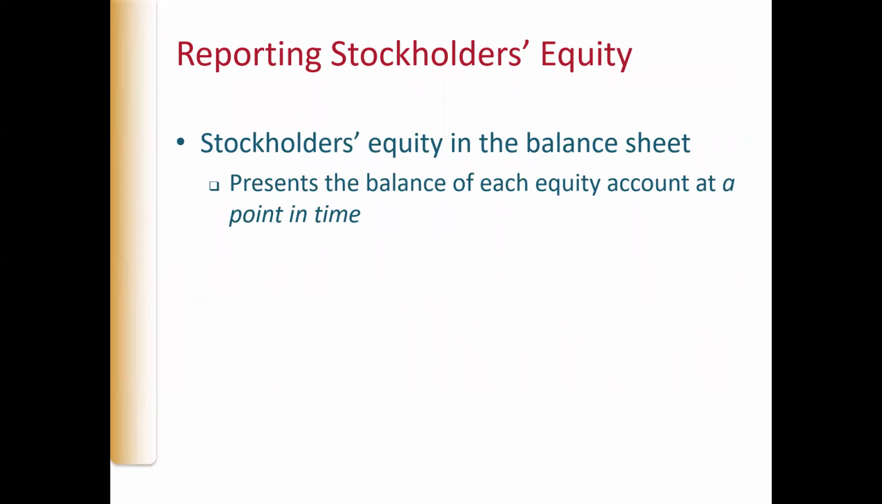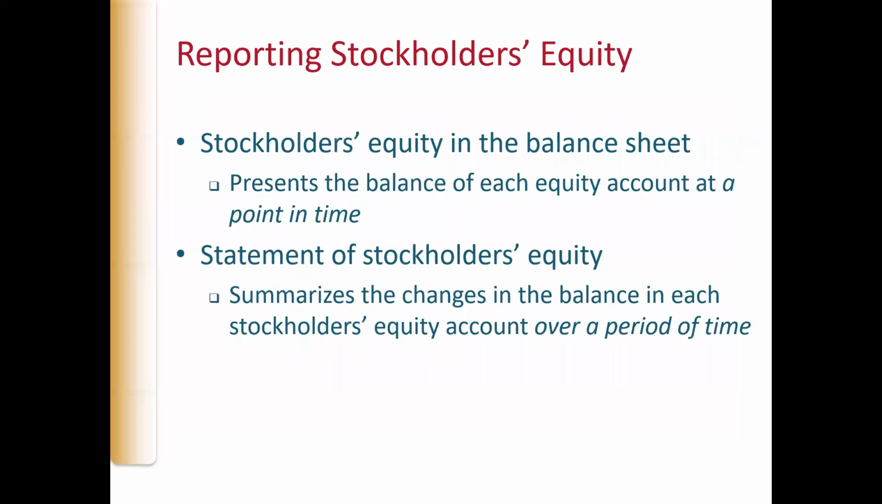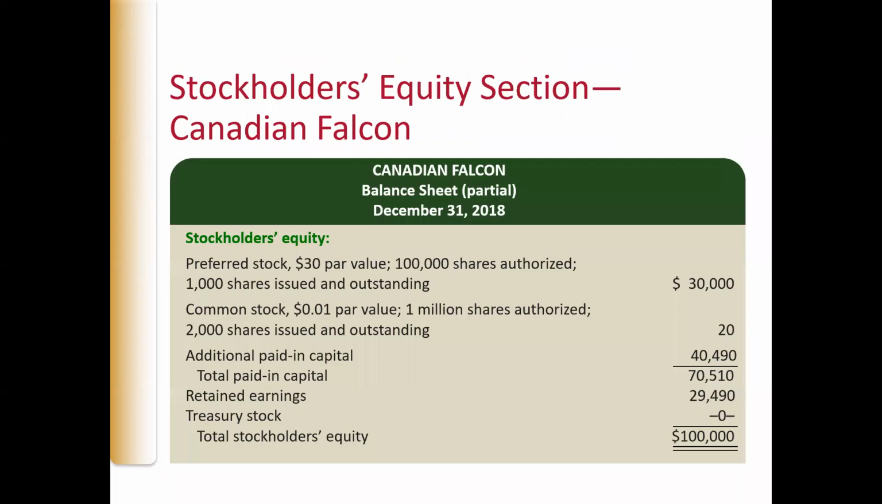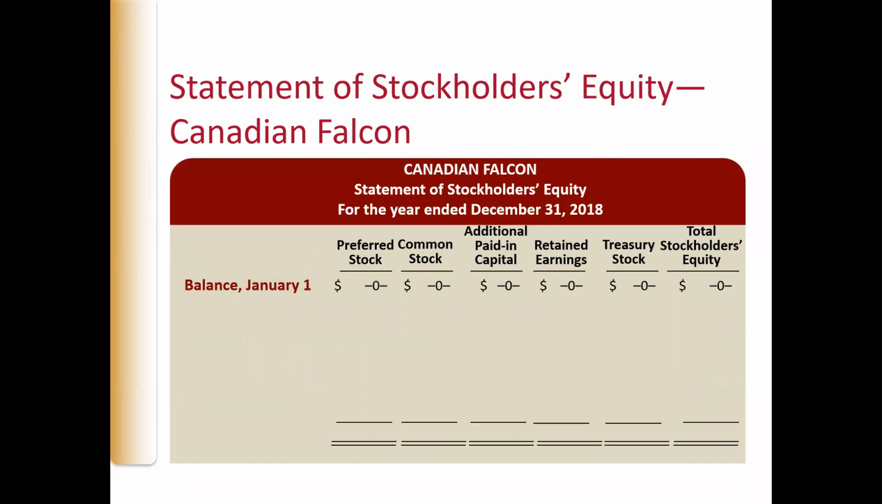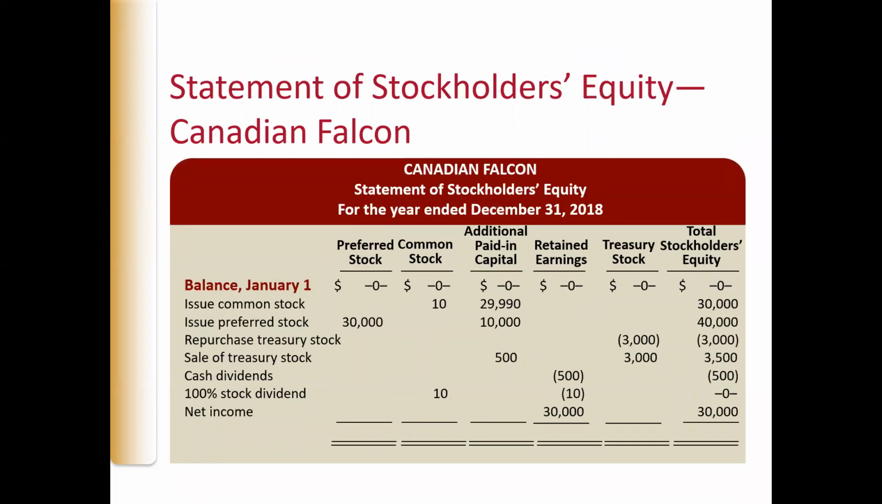Remember, when we're dealing with the balance sheet, it's a snapshot. It's like taking a picture. It happens at a point in time and that's it. But the statement of stockholders' equity gives us a detail of what transpired during the year. It allows us to see what we started the period with, and then what happened during the year, and the ending balances in each section. And then we take those ending balances and transfer them over to the balance sheet.